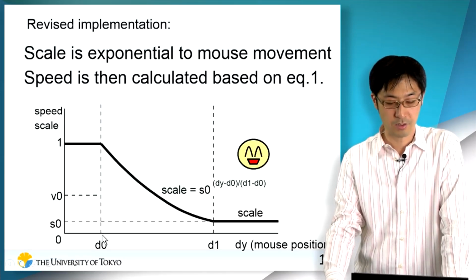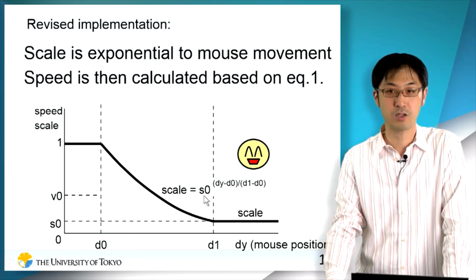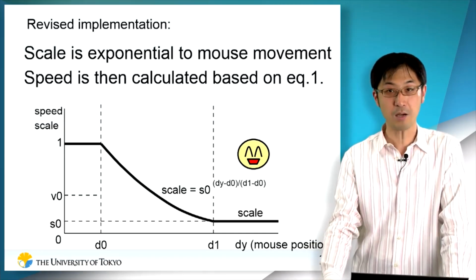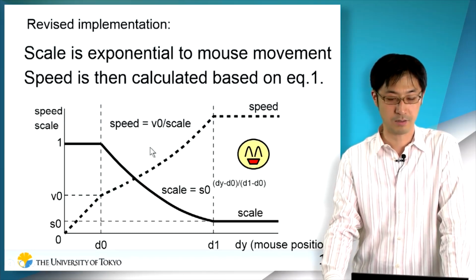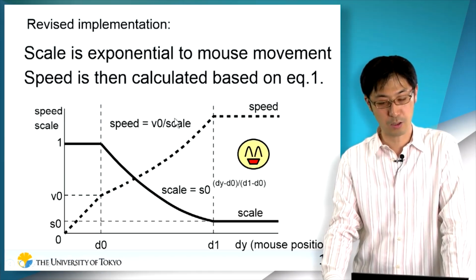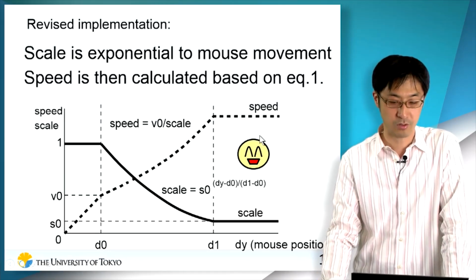As soon as you start scaling, scale is an exponential function of mouse position like this. So this will show very constant, smooth scaling. Then after that, you compute speed based on equation 1 as an inverse proportion. And this way you will get a very smooth interaction, as shown in my demonstration.